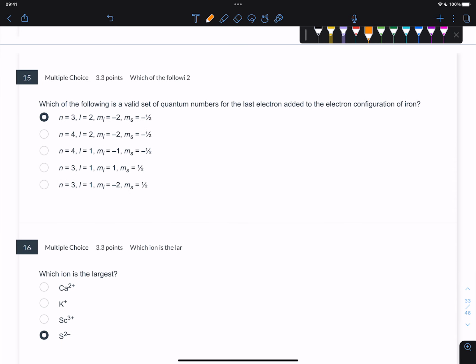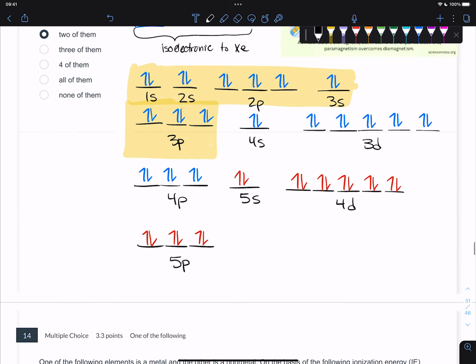Ugh, quantum numbers, they're back. And sometimes they still confuse me, so I always have to think about them. Which of the following is a valid set of quantum numbers for the last electron added to the electron configuration for iron? So I would personally write out the orbital diagram for iron.